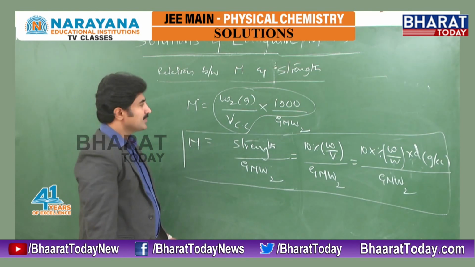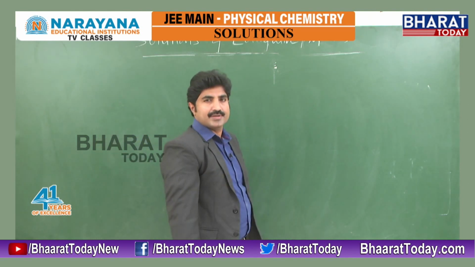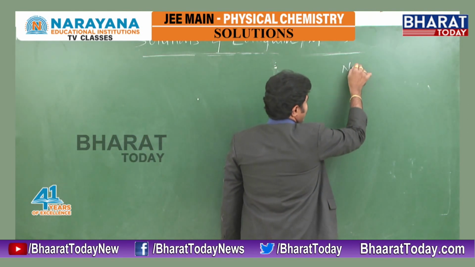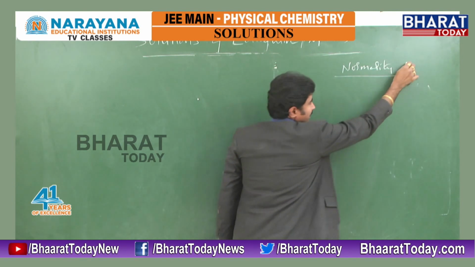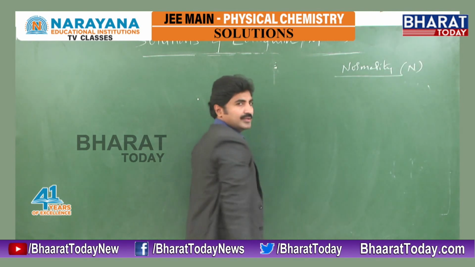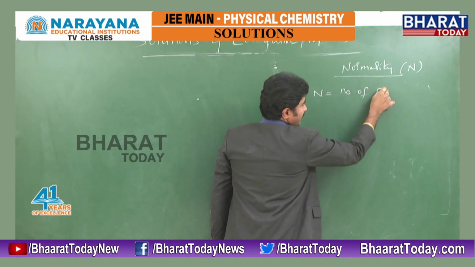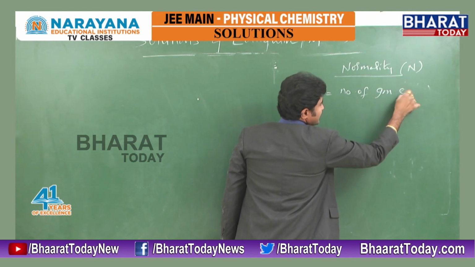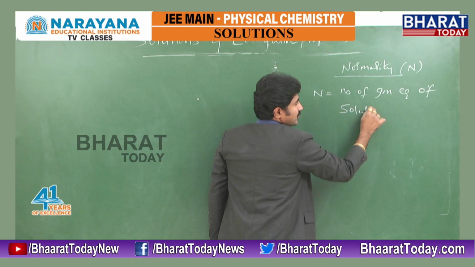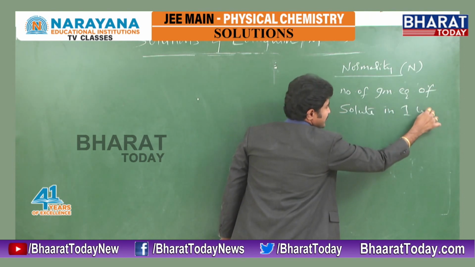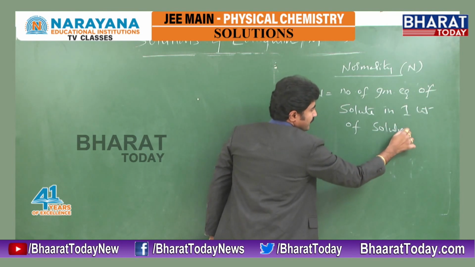See the next one, normality. The next concentration method is normality. It is denoted by capital N. It is the number of gram equivalents of solute present in 1 liter of the solution.